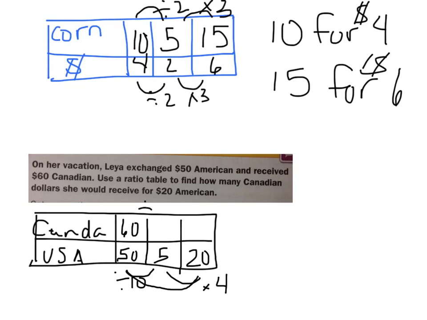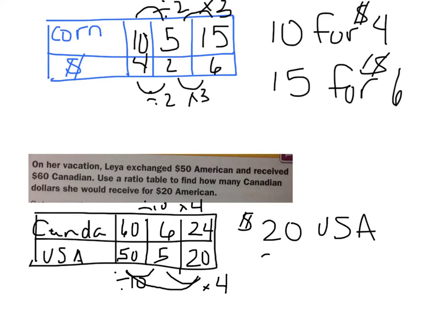On the top here, divide by 10, and we would get 6. Multiply by 4, and we would get 24. So what does that mean? For $20 of American money, we would receive $24 of Canadian money.